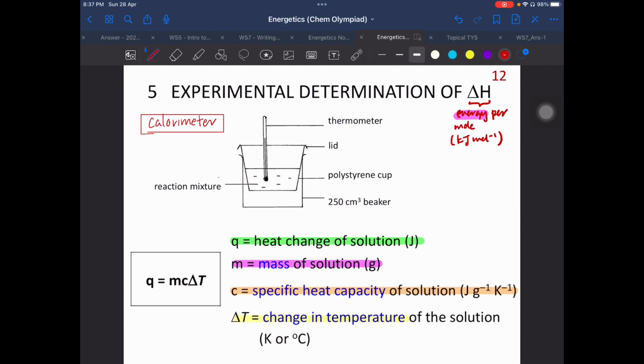Now, those of us who don't take physics here, this symbol of C, specific heat capacity, may be a bit new to you, but not to worry. In terms of the concept-wise, it's actually pretty straightforward. So before we go on back to the notes, let's take a look at a video which summarizes quite well about the concept of calorimeter.